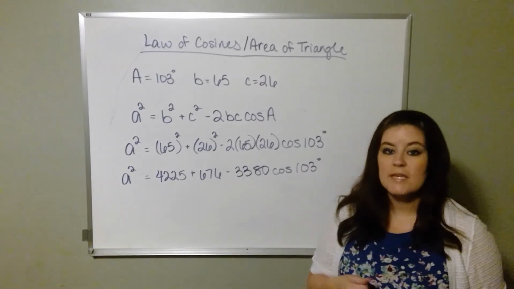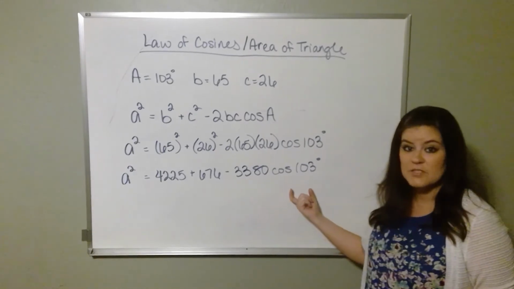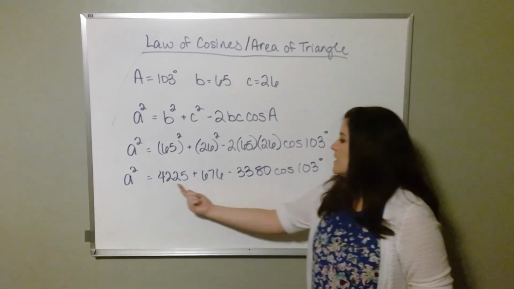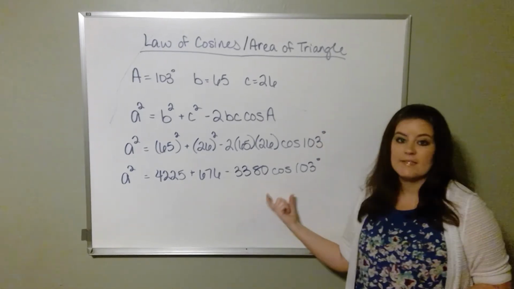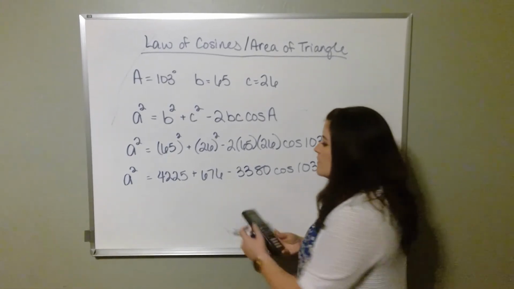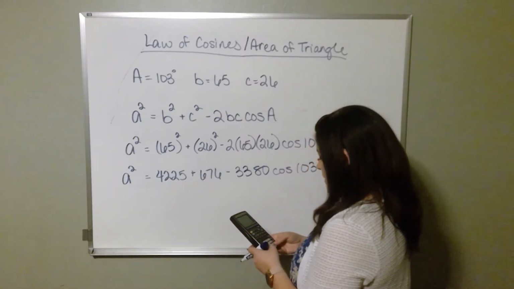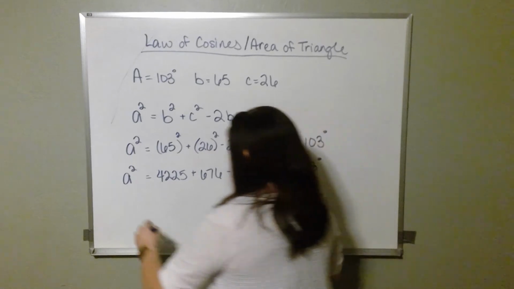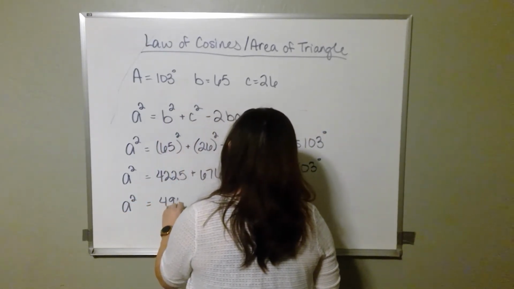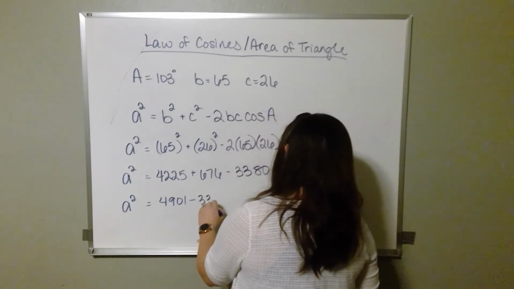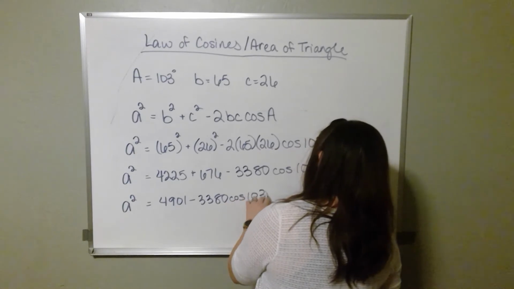Now I want you to be really careful here. This 3,380 is attached to cosine 103. You can't combine it with these two numbers over here. It has to stay connected to the cosine term. So I'm going to add these two first terms together, the 4225 plus 676. So I'll have a squared equals 4,901 minus 3,380 times the cosine of 103.